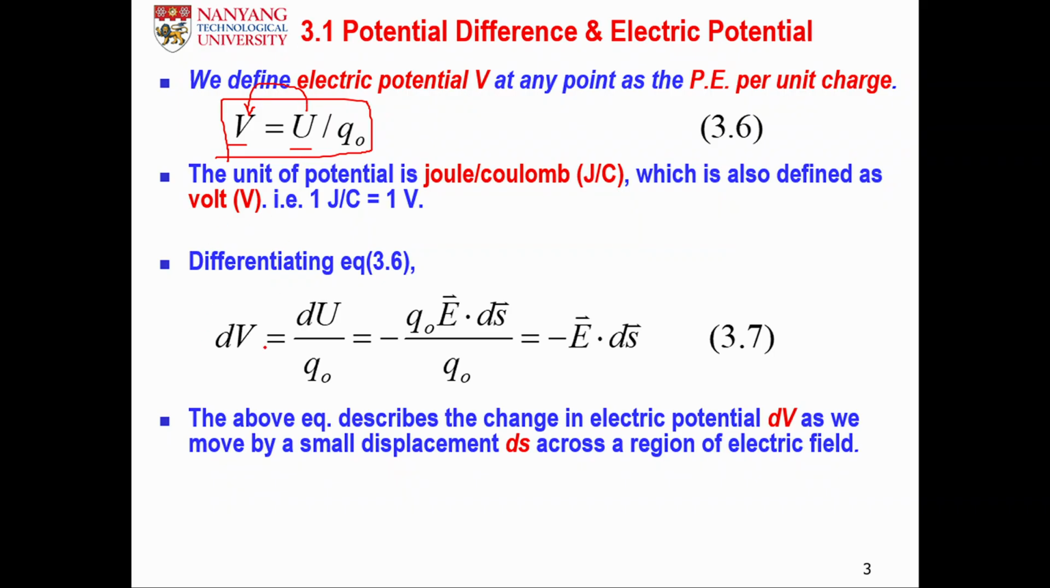And of course, we can also do this differentiation to find out this dV in terms of dQ. Basically, the potential difference dV or potential energy difference dU for infinitely small displacement ds. Right? So again, you can see now basically we can have this relation from E to V.